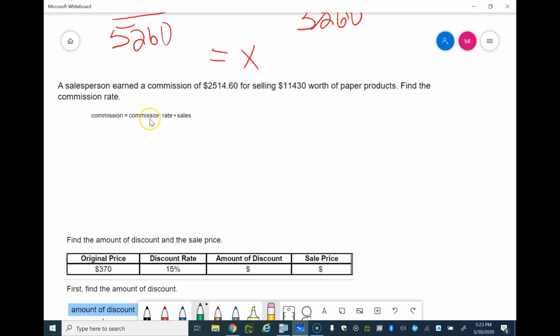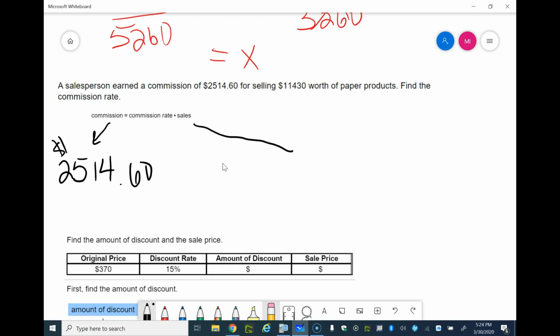Now with commission, remember it's commission rate times the sales. Once again, we take our equation and draw arrows. A person earned $2,514.60 in commission. That's a big paycheck. The sales that they were selling was $11,430 worth of products.